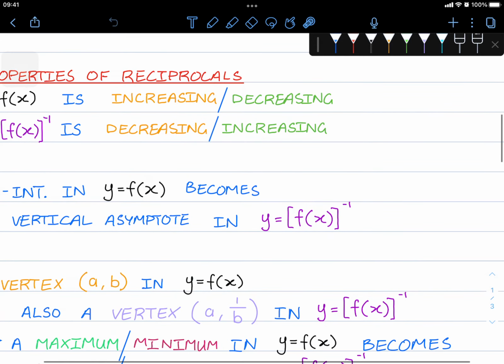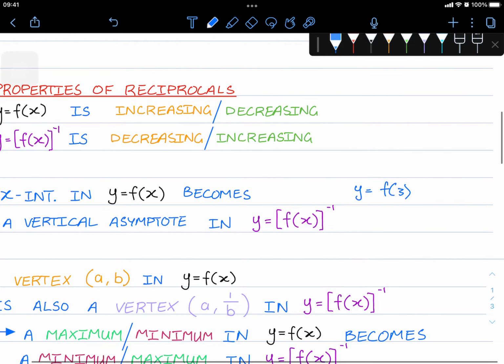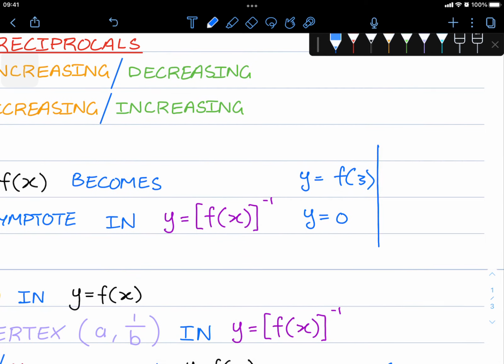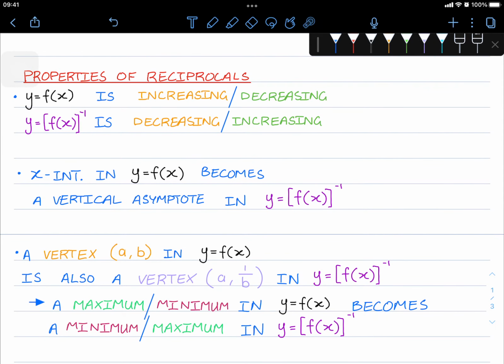Any x-intercepts in the function f of x will become a vertical asymptote in the reciprocal. The reason for that is very simple. Let's say we had y is equal to f of 3, and there's an x-intercept at f of 3, so that would become y is equal to 0. Now for the reciprocal, it will become y equals 1 over f of 3, but since f of 3 is equal to 0, it will become 1 over 0. This is an undefined value, hence that will become a vertical asymptote.